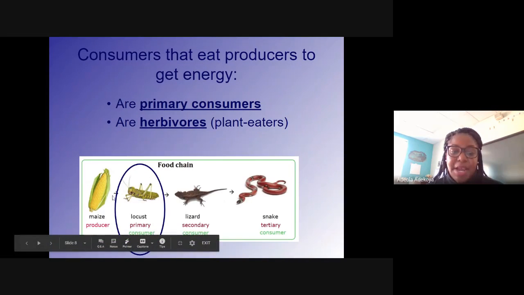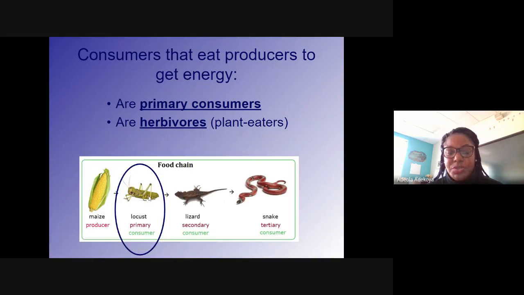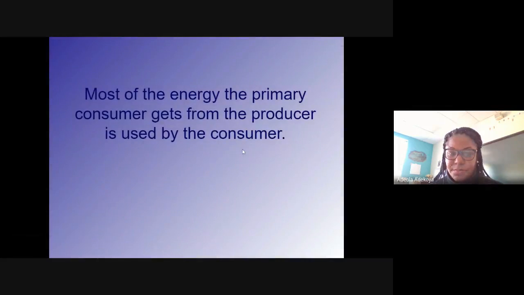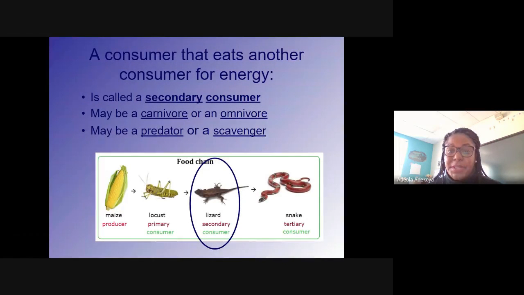So in this food chain here, the arrow is showing me the flow of energy. So it would start off with the sun. Always remember the sun. And it passes on the energy to the producer. Here we've got maize. And then the producer is passing on energy to the locust. And this is a primary consumer. And so energy is passed on to it when it eats or consumes the maize. All right, most of the energy the primary consumer gets from the producer is used by the consumer. All right, the consumer does store some energy as well.